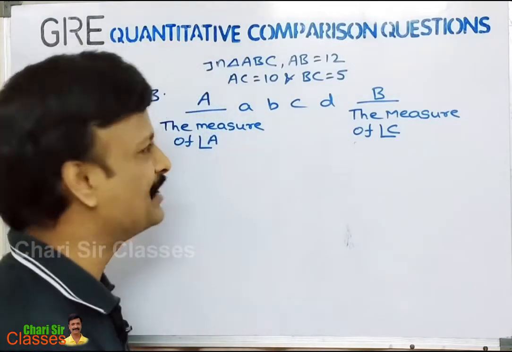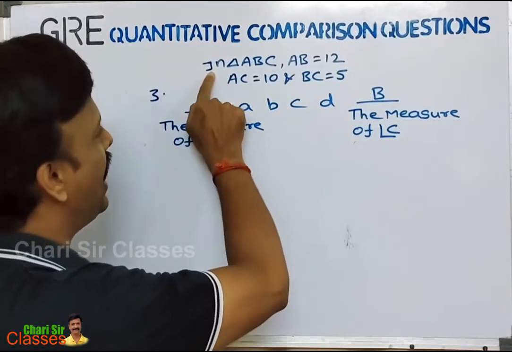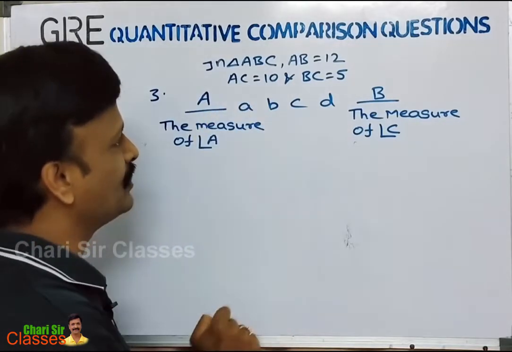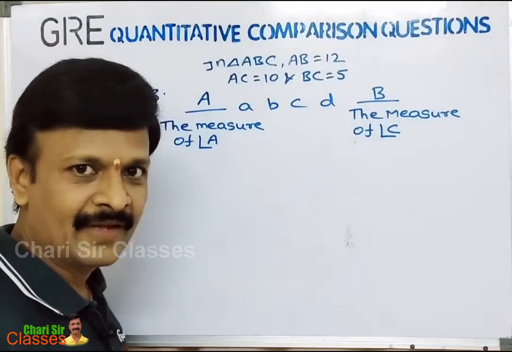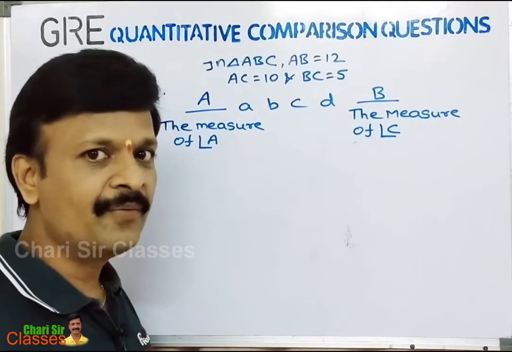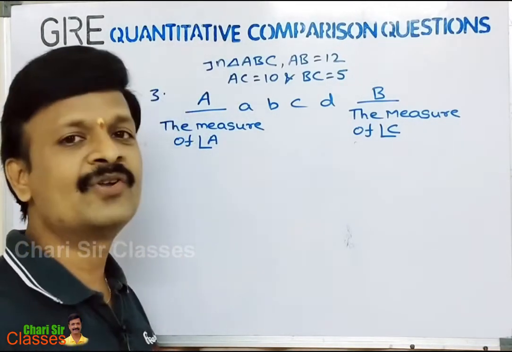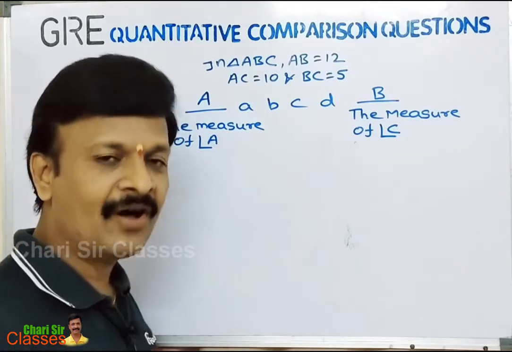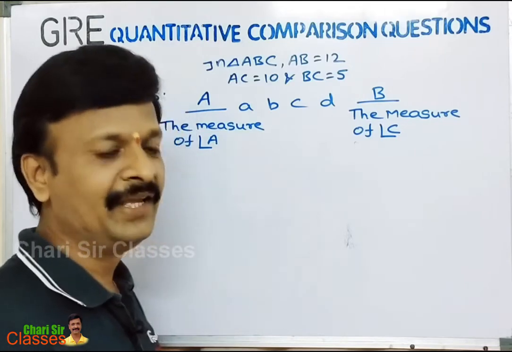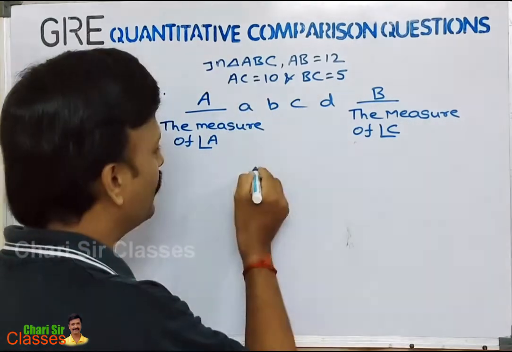Geometry question, some information is given. Let us see this one. In triangle ABC, AB is equal to 12 and AC is equal to 10, BC is equal to 5. When a geometry question has some information given, for that information we need to try to draw the diagram. When you draw the diagram, you get more clarity, more understanding. So you need to draw the diagram here.